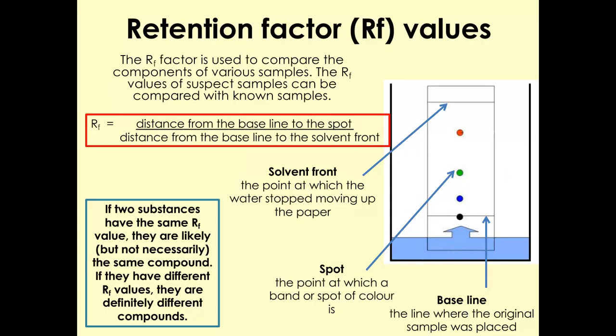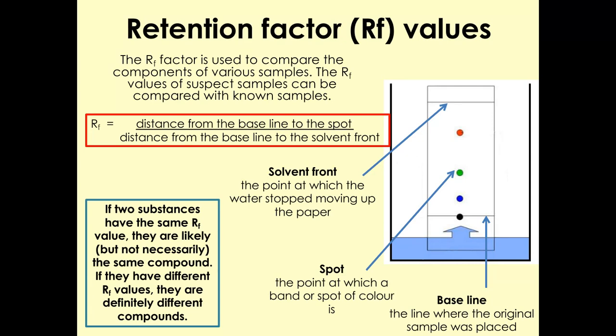We need to be able to calculate the retention factor. The retention factor is abbreviated to RF, and we use the RF value to compare how far different substances have travelled up the stationary phase. Because the solvent will travel different distances depending on each experiment setup, the RF value compares it. So it's not just how far the spot's travelled, it's how far the spot's travelled compared to how far the solvent's travelled.